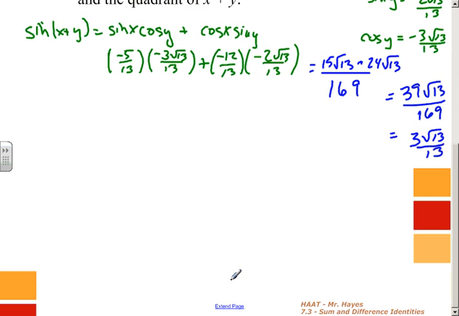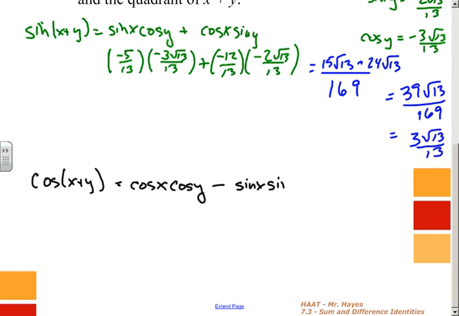Obviously, these all take some work and a lot of space, so I'm going to give ourselves a little bit of space here. So cosine of x plus y is equal to cosine x cosine y. And now remember, you change the sign. So since I'm adding here, I'm going to subtract in between the two. So cosine of x is the negative 2 root 13 over 13. Cosine of y is the negative 3 root 13 over 13. So we'll get rid of the radicals on that one. And then sine of x, sine of y.